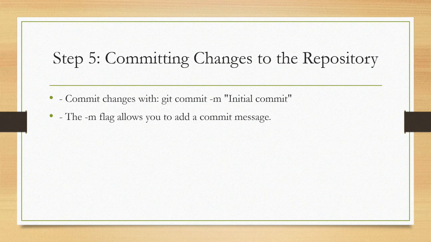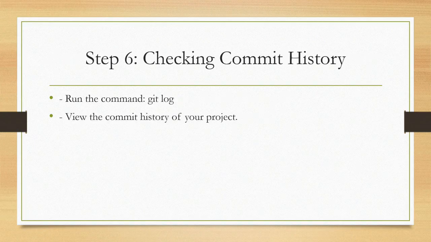Once files are in the staging area, the next step is to commit them to the repository. To do this, use the command git commit -m, followed by a message describing the changes, like git commit -m "initial commit with readme file". This creates a snapshot of the changes you made and saves them in your Git history.